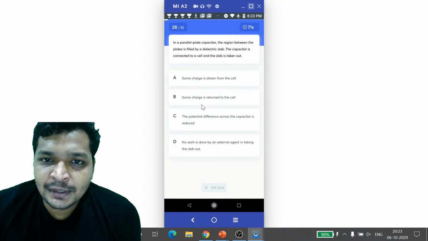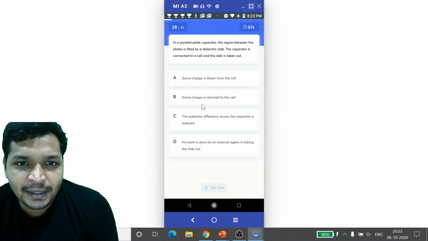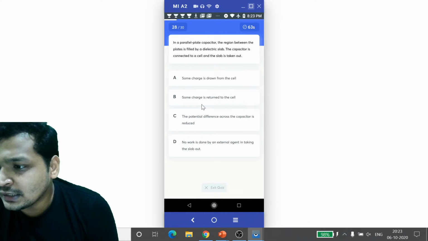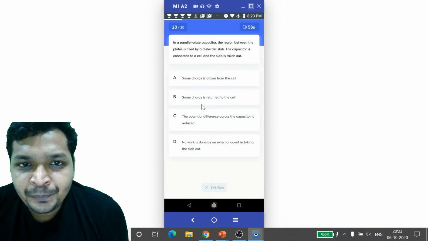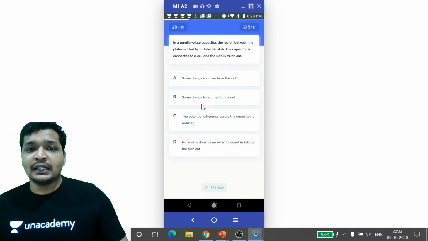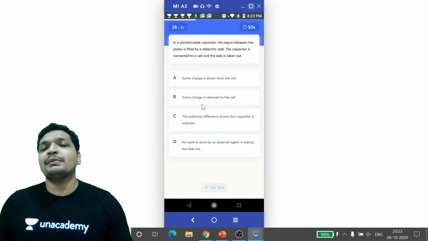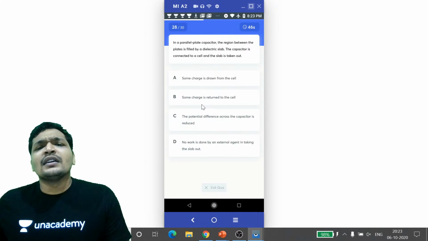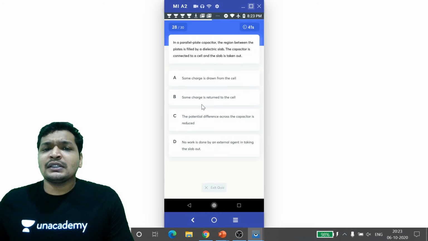And in a parallel plate capacitor, the region between the plates is filled by a dielectric slab. The capacitor is connected to a cell and the slab is taken out. I think already someone has answered it, Rohit has answered it in the comment. In a parallel plate capacitor, the region between the plates is filled by a dielectric slab. The capacitor is connected to a cell and the slab is taken out. Now what happens?